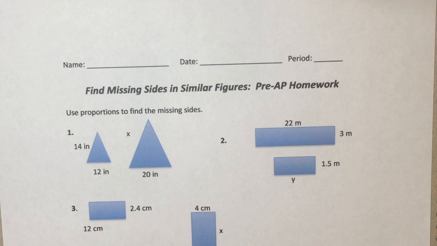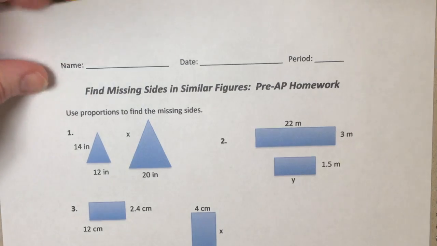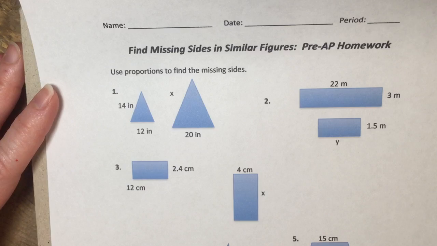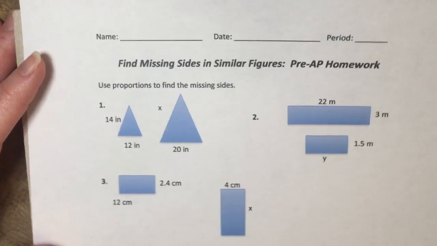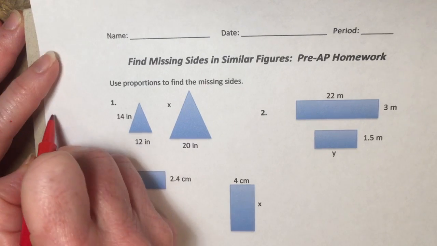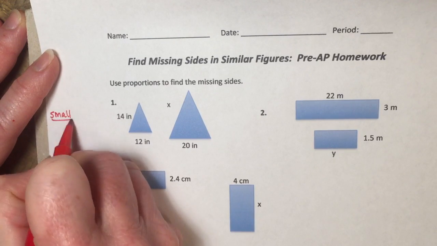All right, so these are practice problems for finding the missing side in similar figures. To do that, you need to set up a proportion in order to solve it. I'm going to start with my word ratio, and I'm just going to call this the small triangle and the big triangle. So small and big.